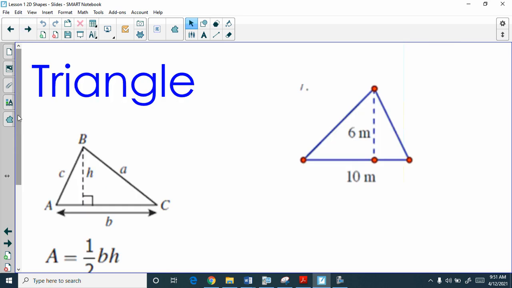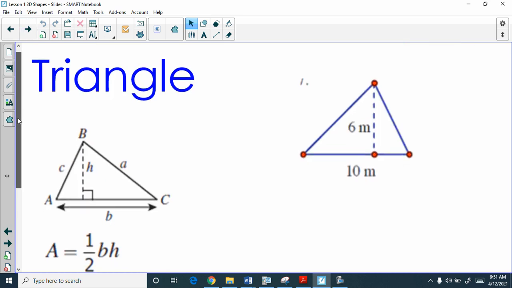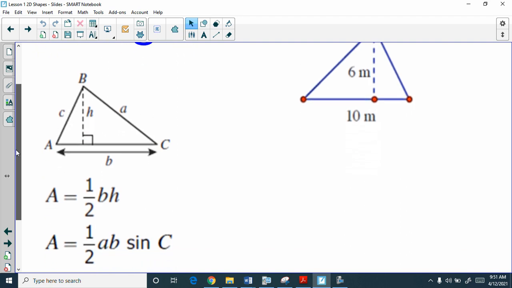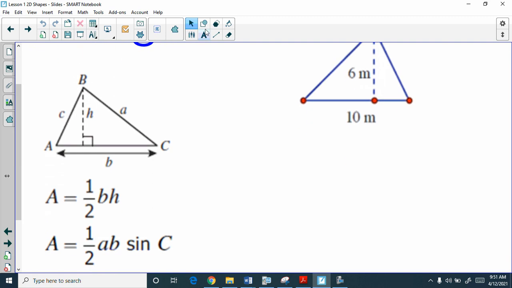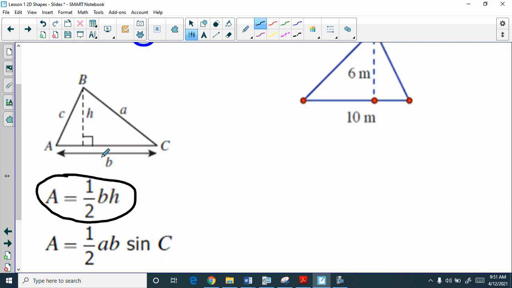The first formula that we're going to go over is going to be the area for a triangle. Okay, so the area for a triangle is going to be 1/2 base times height. Now they do give you a second one on your formula sheet that we don't use in this class, the 1/2 AB sine of C. We won't use that one, so you can really mark that one out. We're only going to use the 1/2 base times height.